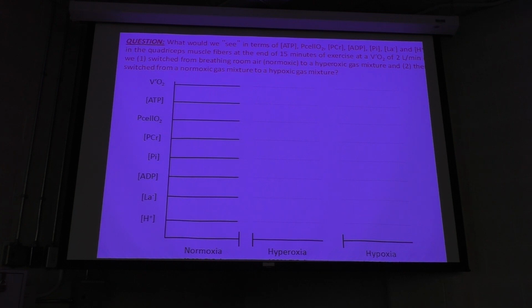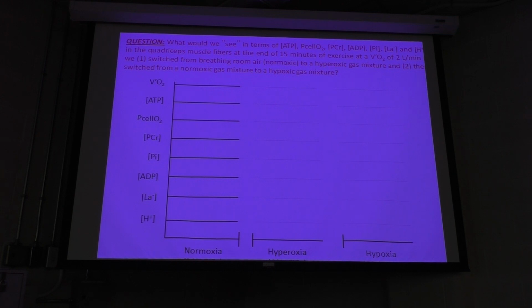All right, go to something slightly different here. We're going to go back. This should be easy peasy now, so we'll try to fly through. So don't be shy, just throw your hands up, give the direction, okay? So what would we see in terms of all of these things again? ATP, now we've got intracellular PO2 in there.